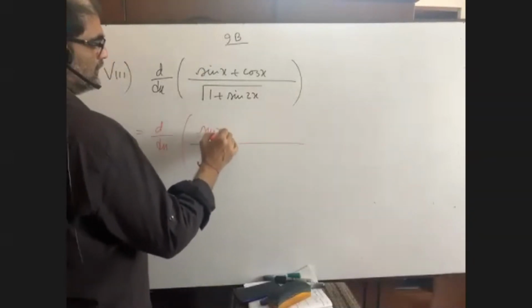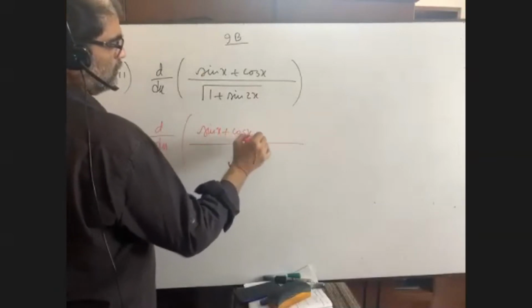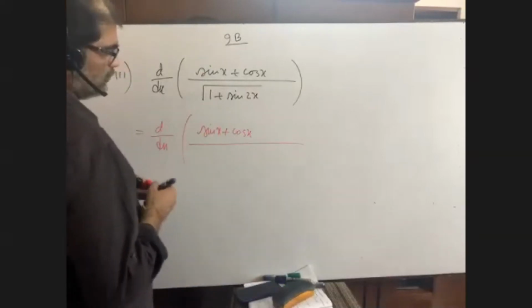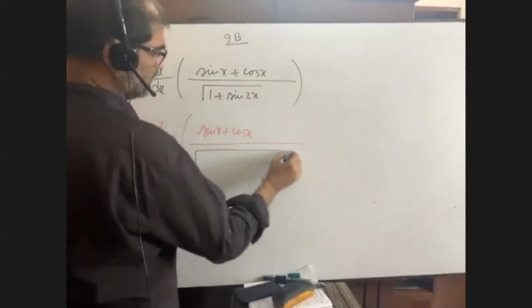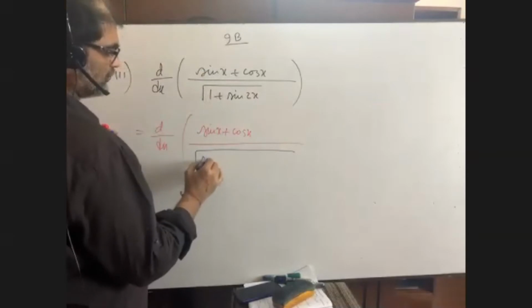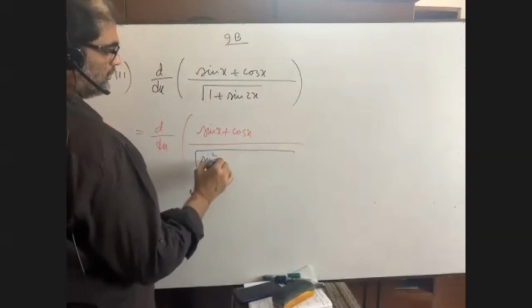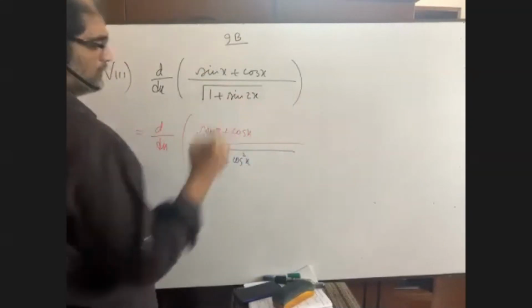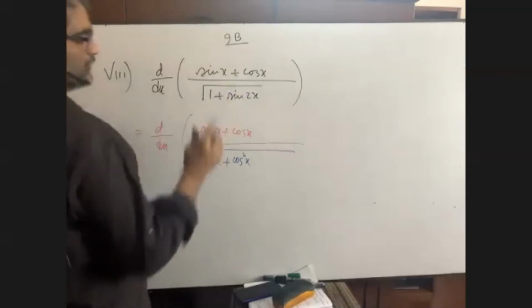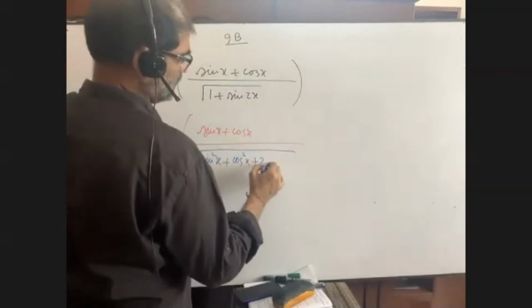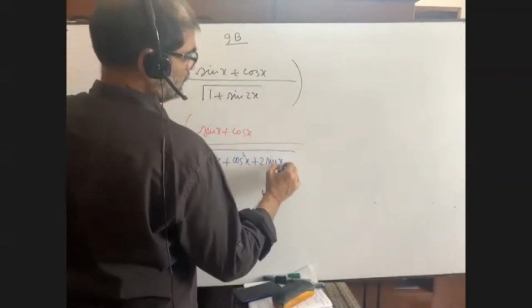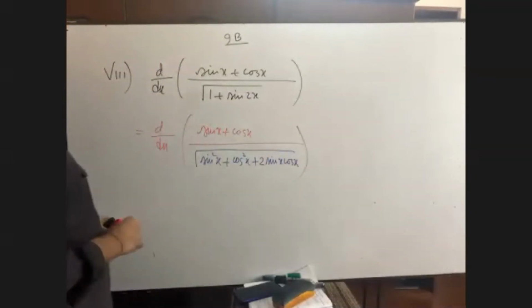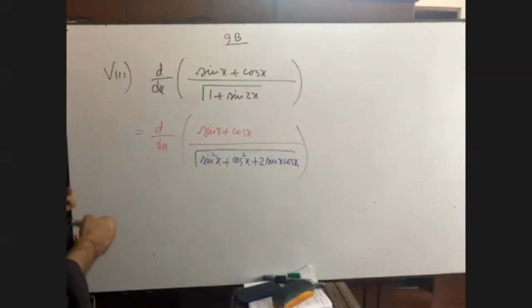Sin x plus cos x. What should be written here now? What I told you. It is 1 for what? Sin square x plus cos square x. Okay? Then sin 2x is 2 sin x cosine x.